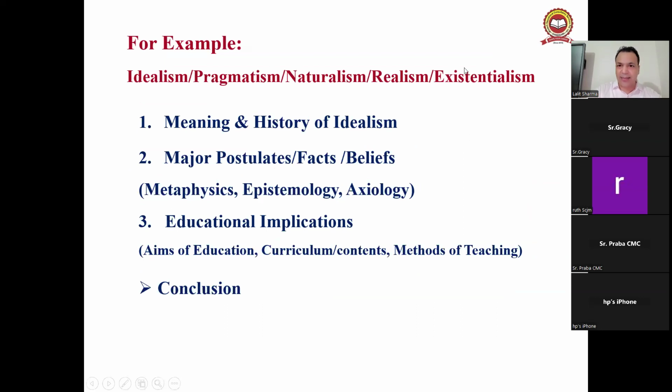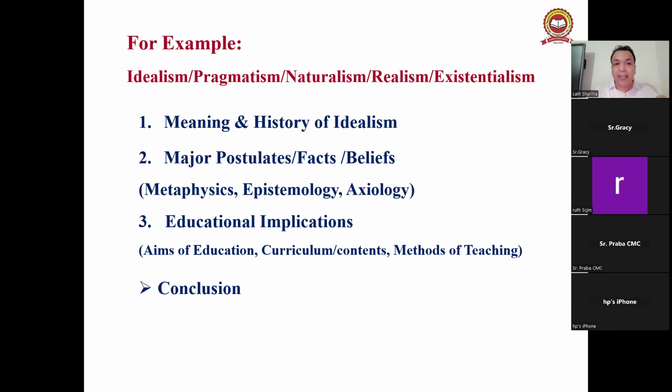Look, these are all our isms, right? Idealism, pragmatism, naturalism, realism, and existentialism. So how do we have to proceed? We will discuss in every ism: number 1, meaning and a little bit of history. Then second, we will discuss major postulates or facts or beliefs.